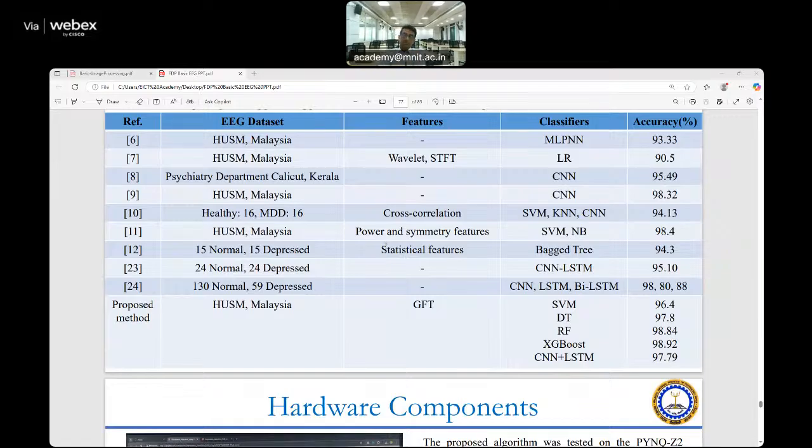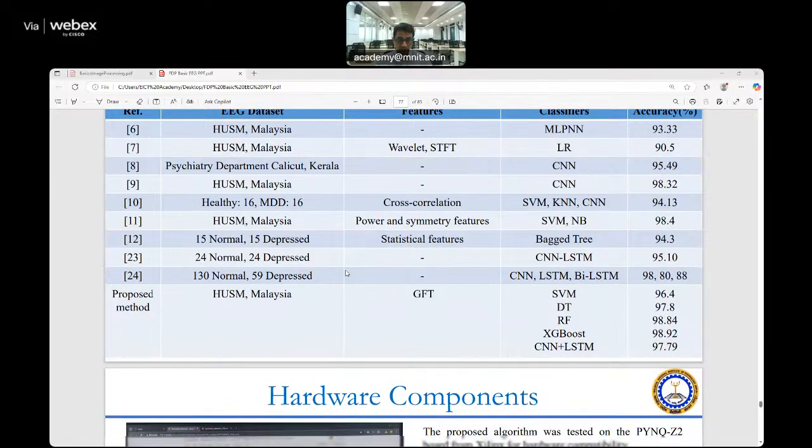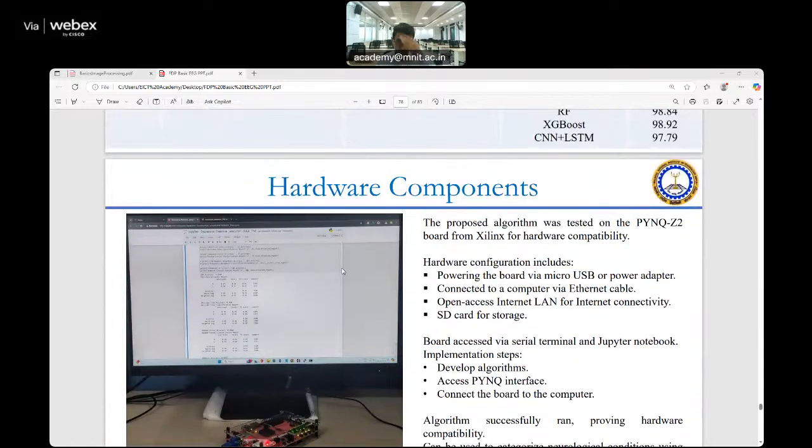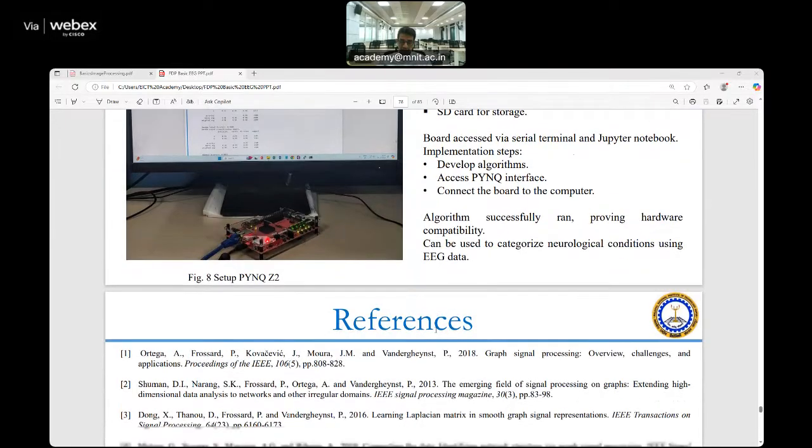With the same data set, we have tried different features, which we mention in the table, and then we show whether there is any improvement or whether any change in the algorithm is required. So it is a hardware component. We have told you about the PYNQ board; we have implemented it so that its real time issues can be checked.